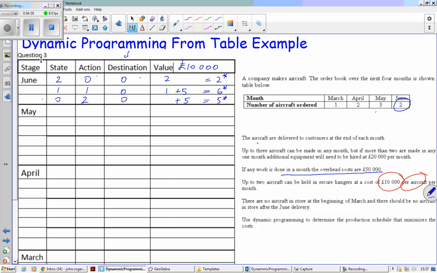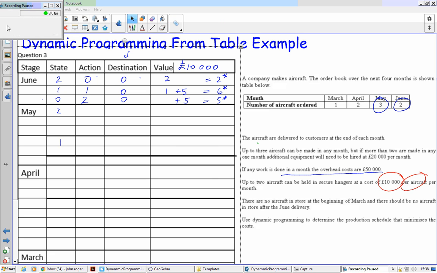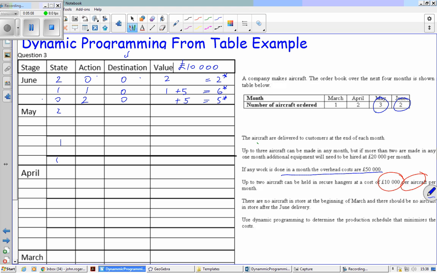Now we're going on to May. We noted there's a demand of 3. Now we can't store any more than 2 anyway, so we've got 2 there, we've got 1 here, and it seems as though we really need an extra row here. And we need a 0 here. Each of those are our states, because we can have 2, 1 and 0. In fact, all of the numbers in this column all the way down can only be 2, 1 and 0, because it does say only up to 2 aircraft can be held in secure storage at any given time.